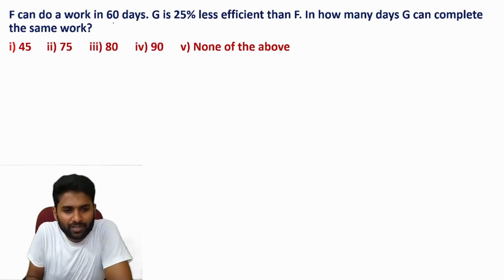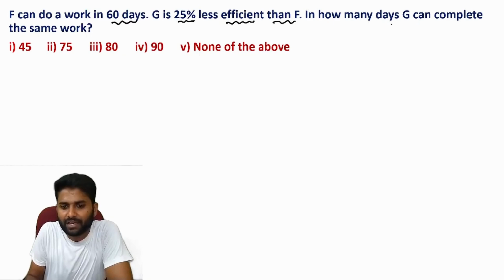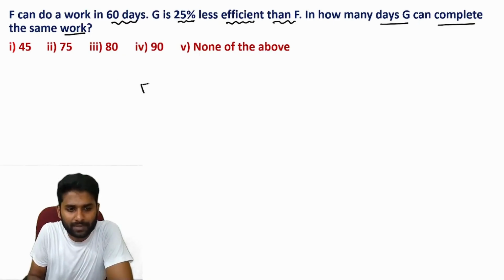F can do a work in 60 days. G is 25% less efficient than F. In how many days can G complete the same work? F takes exactly 60 days. Now you should understand the comparison.